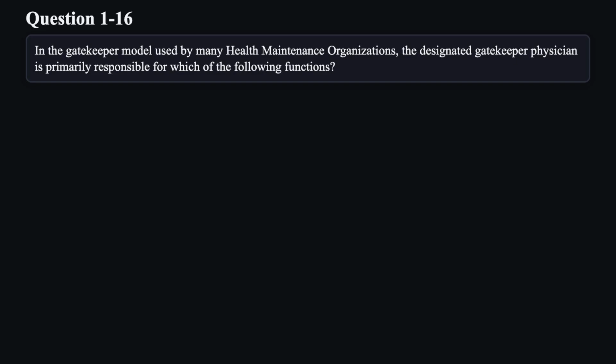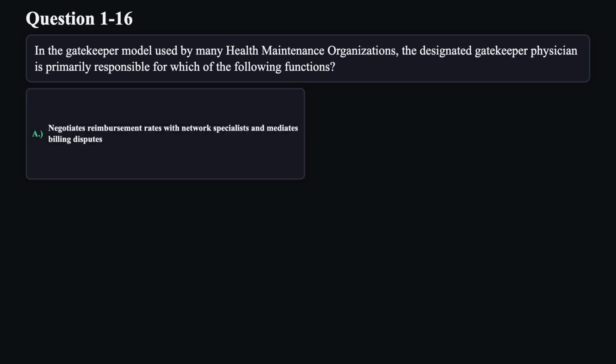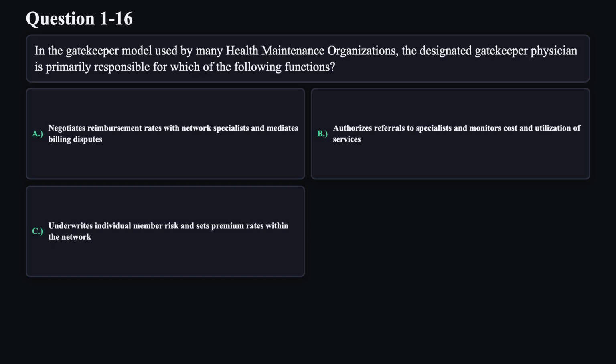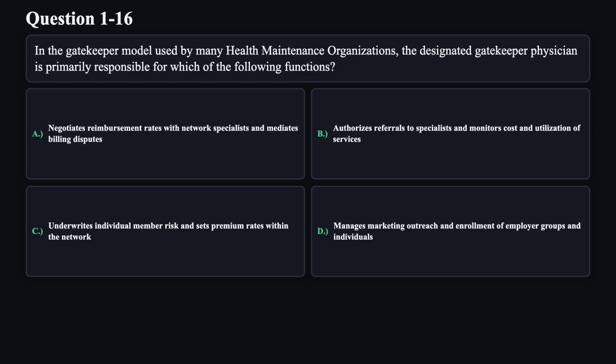Question 16. In the gatekeeper model used by many health maintenance organizations, the designated gatekeeper physician is primarily responsible for which of the following functions? A. Negotiates reimbursement rates with network specialists and mediates billing disputes. B. Authorizes referrals to specialists and monitors cost and utilization of services. C. Underwrites individual member risk and sets premium rates within the network. D. Manages marketing outreach and enrollment of employer groups and individuals.